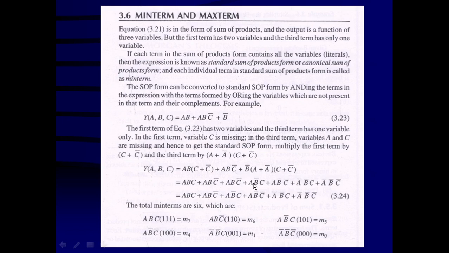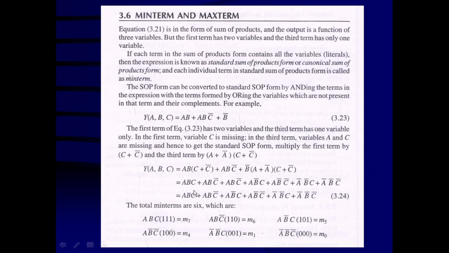Then the next term is going to be A B bar C. Then the next term is going to be A B bar C bar. Then the next term is going to be A bar B bar C. And the next term is going to be A bar B bar C bar. So this way, we have obtained a standard sum of product equation or canonical sum of product equation. In each term, all the variables are present.